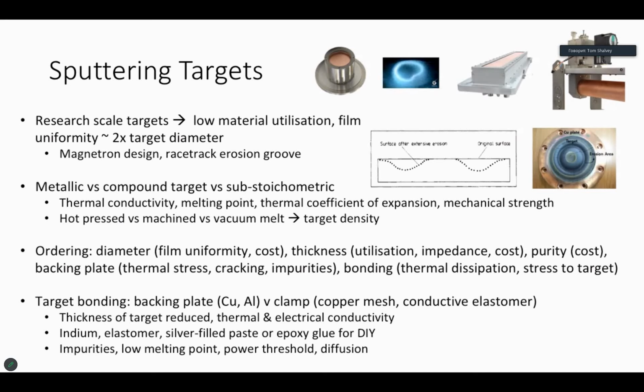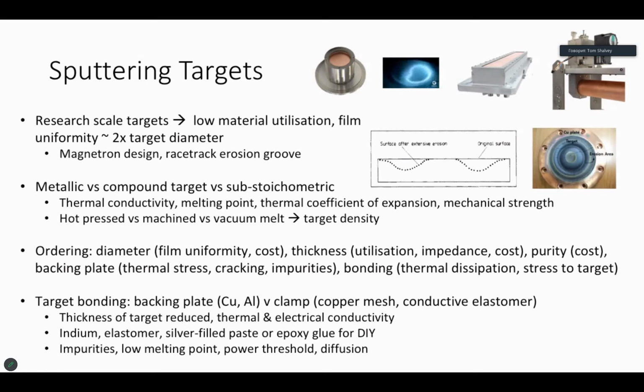And so for more industrial targets, you can see here an example of a rectangular target that's feasible. You can make that as big as you like in principle, but you've still got this racetrack erosion profile, so you're not going to end up using all that much of your target. The last example is a rotating cylinder of, I think, copper. Your material rotates over a magnetron, you can make that huge, and you've got pretty much 100% target utilization. That's what you'd be using in industry.